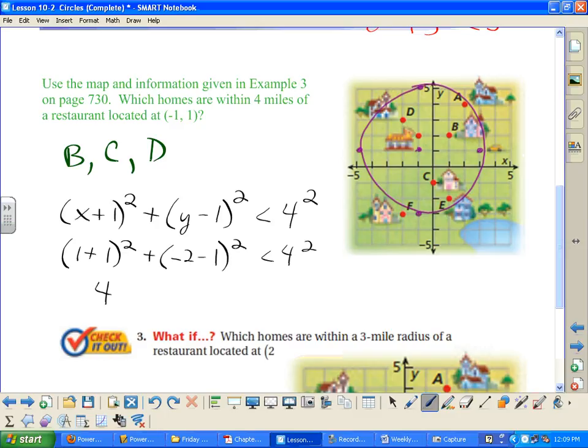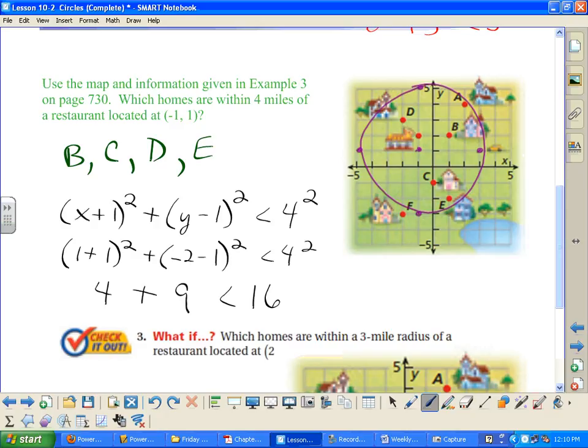4 plus -3 squared is 9. Is that less than 16? Yes, it is. So I can add E to my answer here. Since 4 plus 9 is less than 16, E is definitely inside the circle.